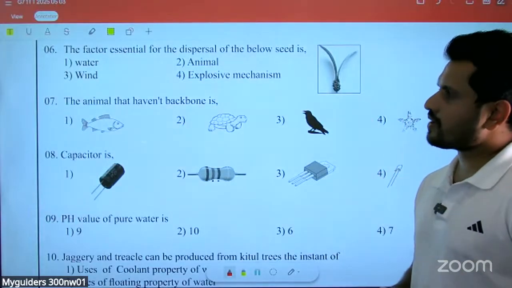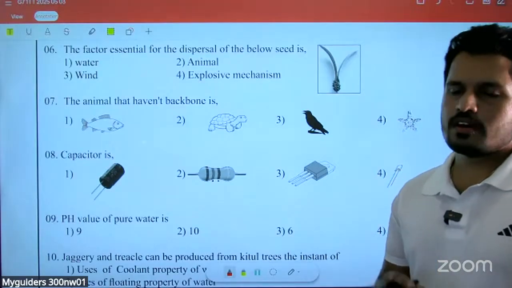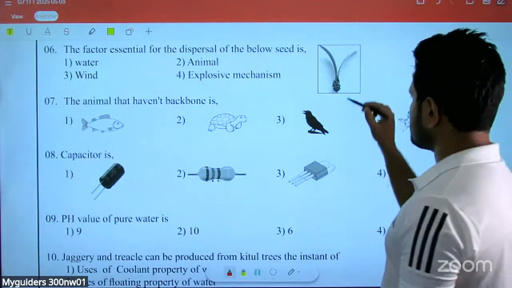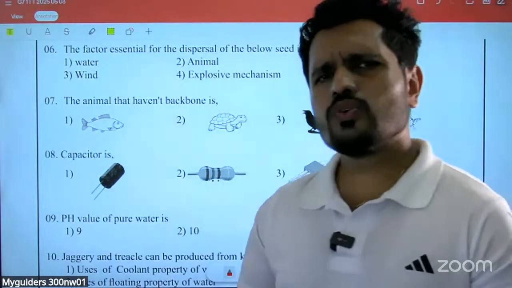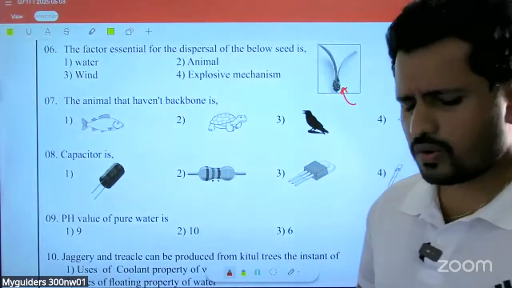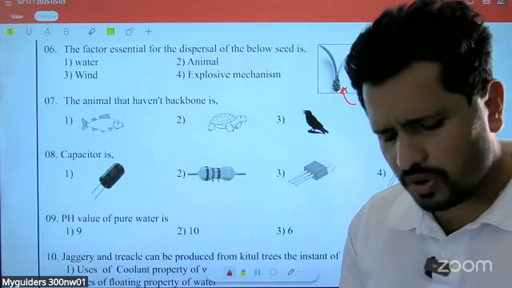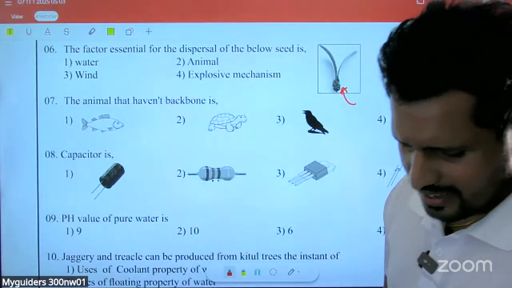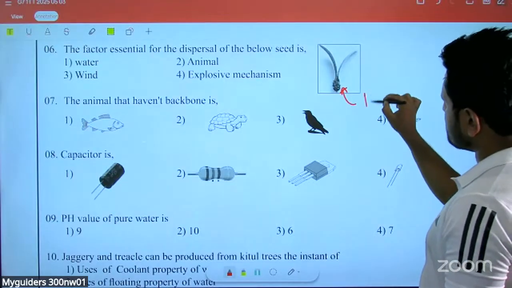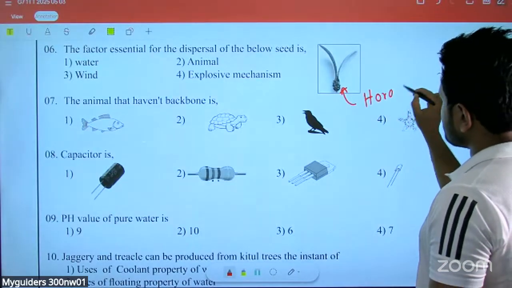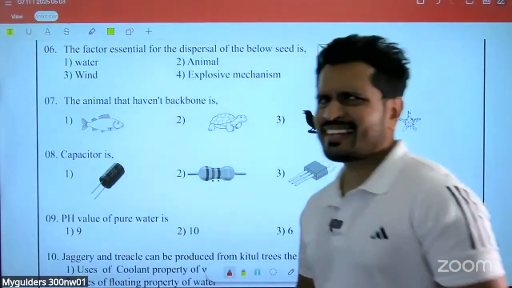Okay, sixth one. The factor essential for the dispersal of the following seed. Here is the seed. So you can observe this seed. After looking at this seed, you can clearly identify some sort of structures, like feathers. This is the Horror seed. Horror, right? Okay, so why this feather-like structure?